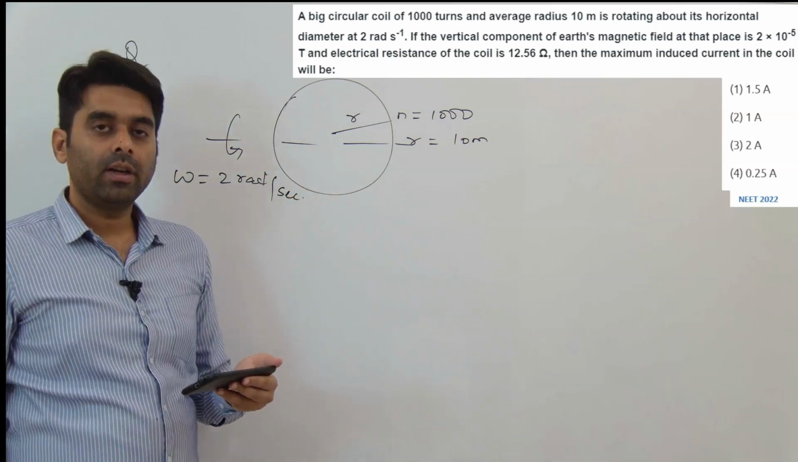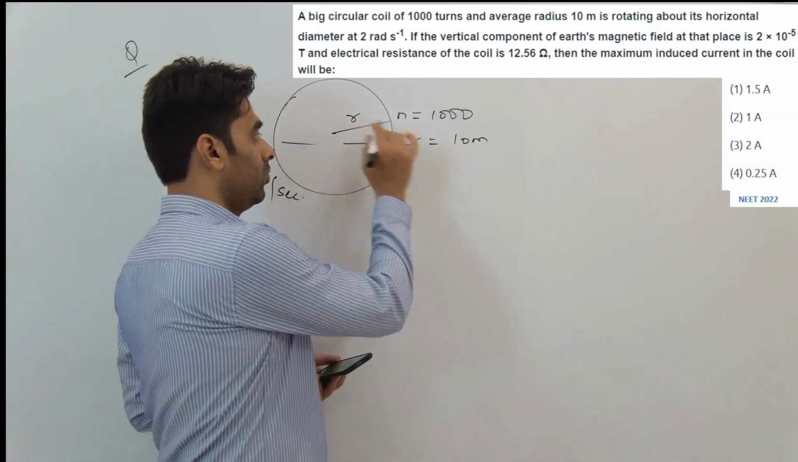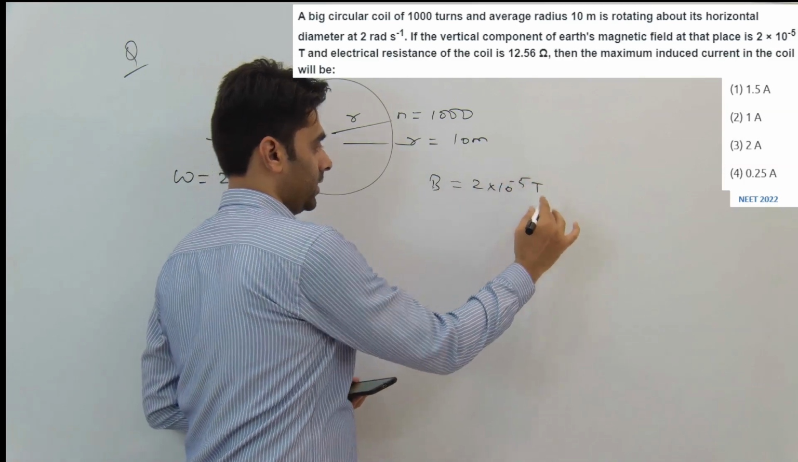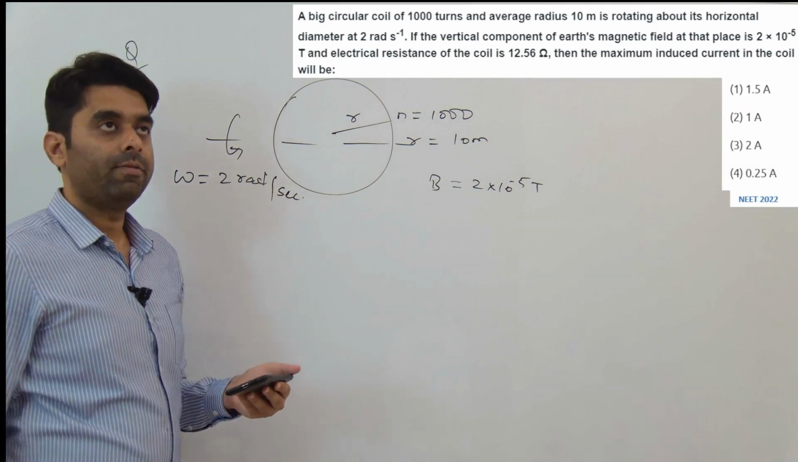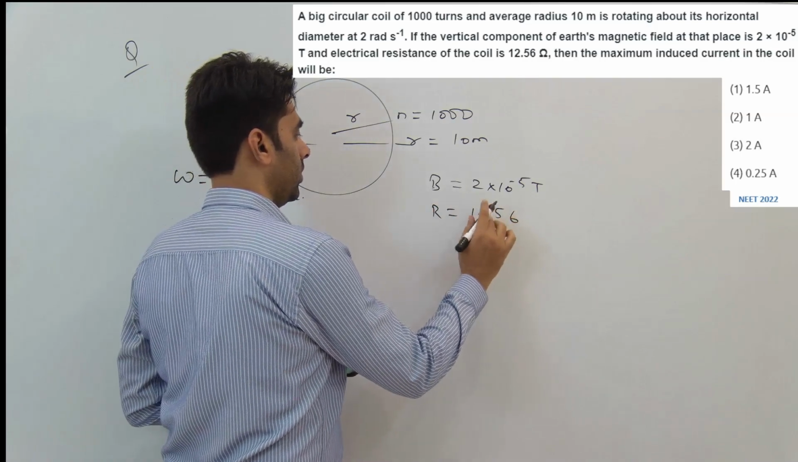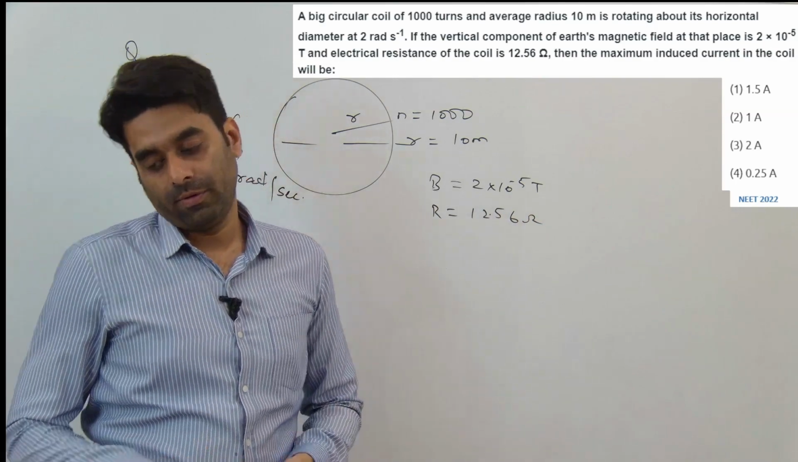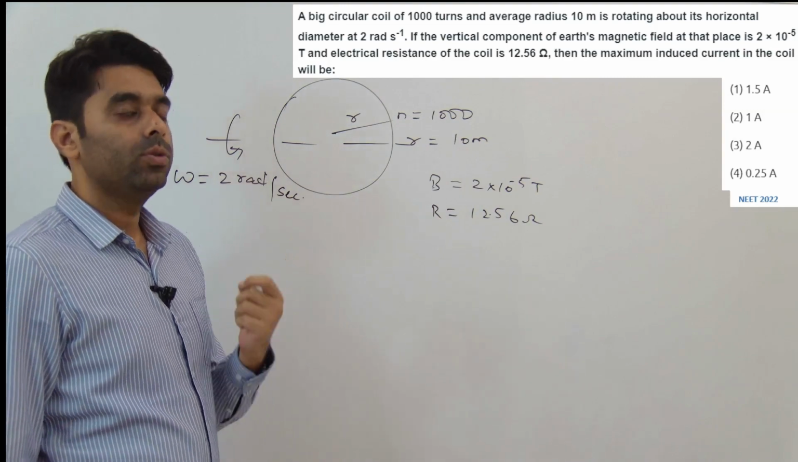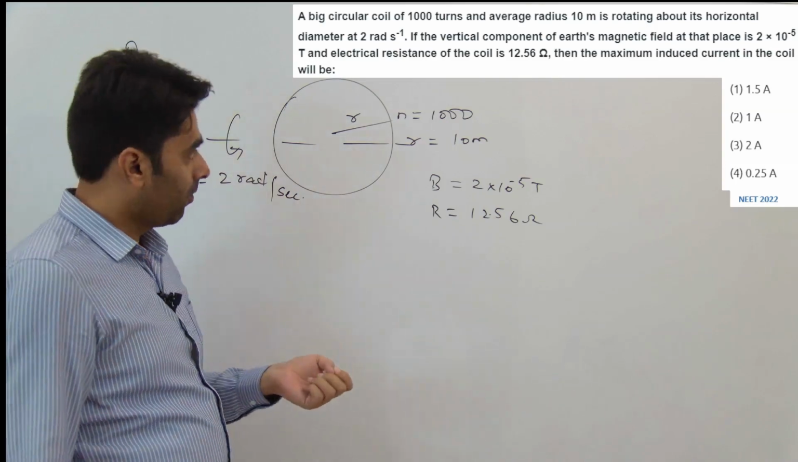If the vertical component of Earth's magnetic field at that place B is 2 into 10 power minus 5 Tesla, and the electrical resistance of the coil is 12.56 ohm, then the maximum induced current in the coil will be? Why is current getting induced in it? Current will get induced because EMF will get induced. EMF will get induced because flux is changing. Why is flux changing?